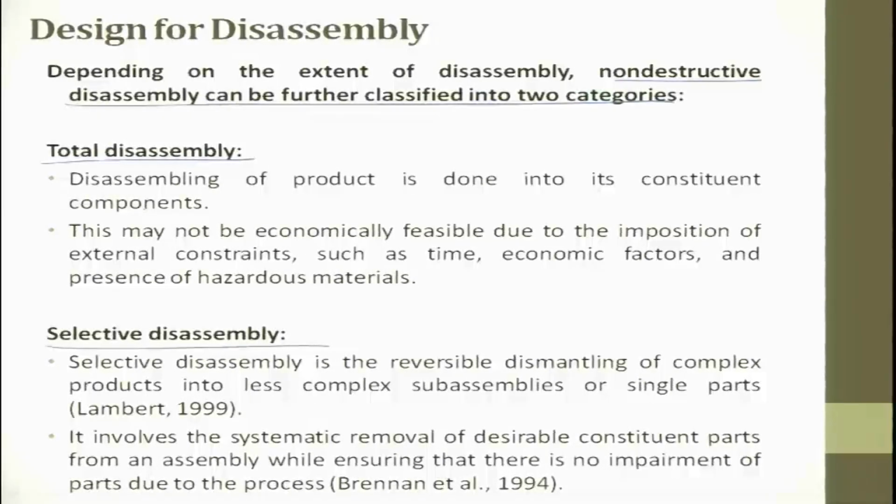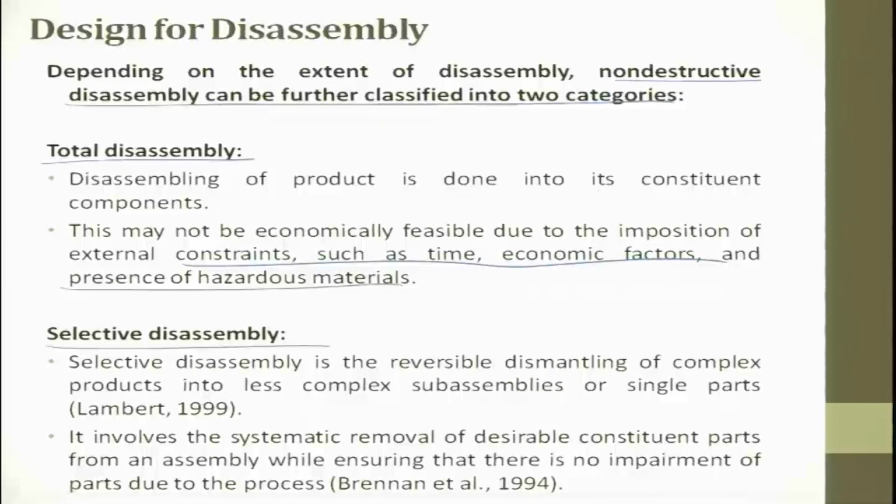So, you try to take a car and strip off every part of the car: total disassembly. This may not be economically feasible due to the imposition of external constraints such as time, economic factors and the presence of hazardous material. If you want to repair a car, you try to take only the fixed location or fixed parts which are not functioning, rather than removing the entire car. Yes, it is good, you do overhauling and then place it back, but while placing, many a time it is time consuming and many a time it is also difficult.